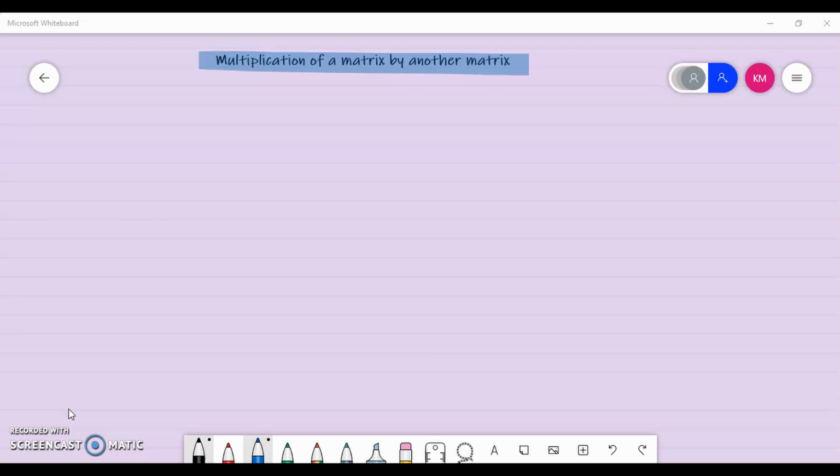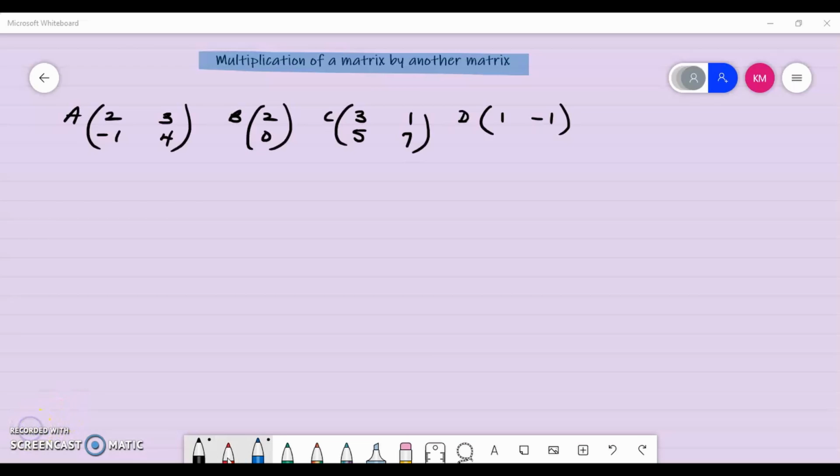In this session, we will be looking at how to go about multiplying a matrix by another matrix. If you haven't seen my previous sessions explaining addition, subtraction, and scalar multiplication of matrices, please be sure to do so. This session is actually a follow-up from those sessions. Now, let's consider a couple of matrices.